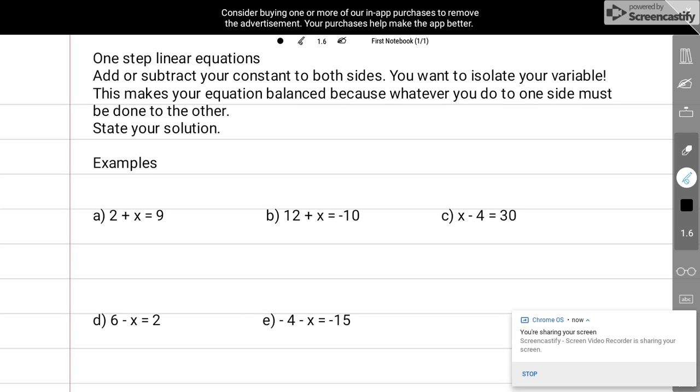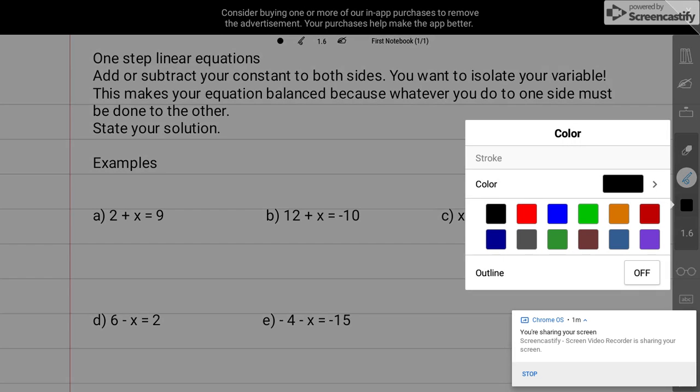You need to add or subtract your constant to both sides. So you want to isolate your variable. In this case, I used all x's just to make it a little bit more uniform and easy to understand. And you have to make sure it makes your equation balance by adding or subtracting on both sides. And then your last step is to isolate your solution. So let's jump right in.